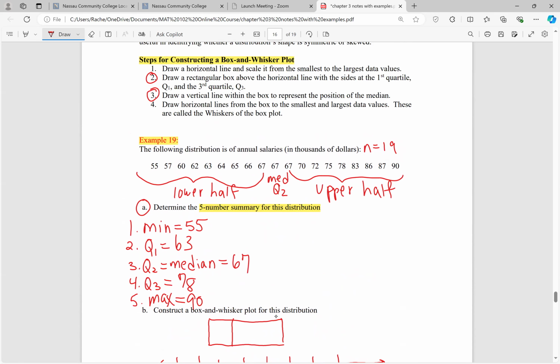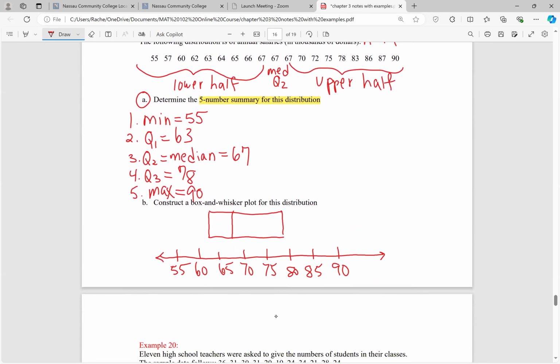And then the last part is to draw the whiskers. So put a dot for the smallest value and the largest data value, and then we're going to connect them with a line, and those are the whiskers. So the min is 55, so I'm going to put a dot right over 55, kind of centered with the rectangle, and then I'm going to put a dot where the max is, 90, centered with the rectangle, and we're going to connect them. And that's how we draw a box and whisker plot using a 5-number summary.